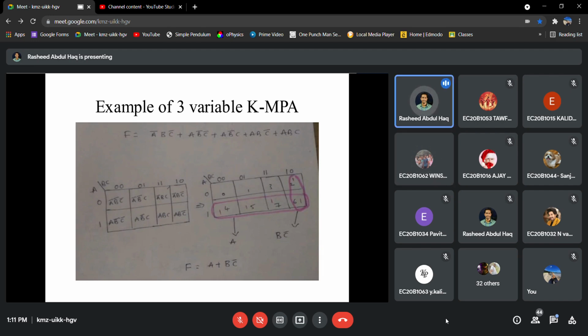I am telling you another example. In this case, I agree, if you are putting it in this position before, it also won't change. You will get the expression the same as a plus bc bar.